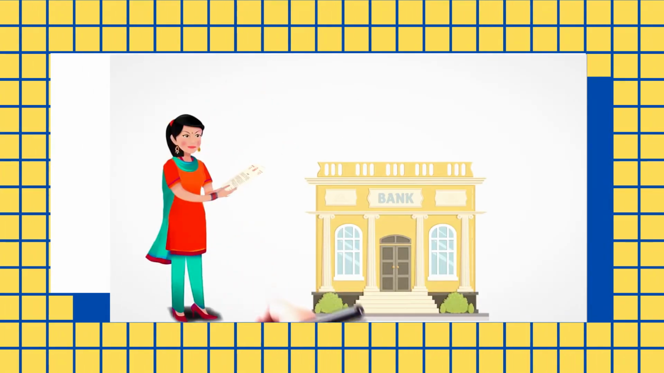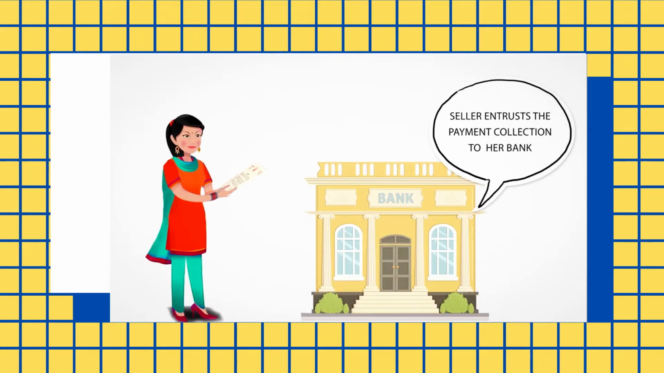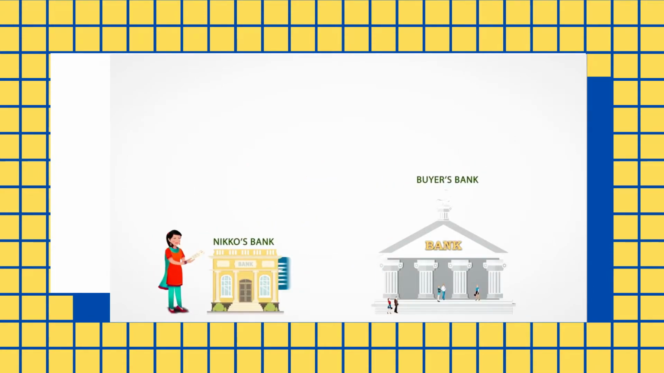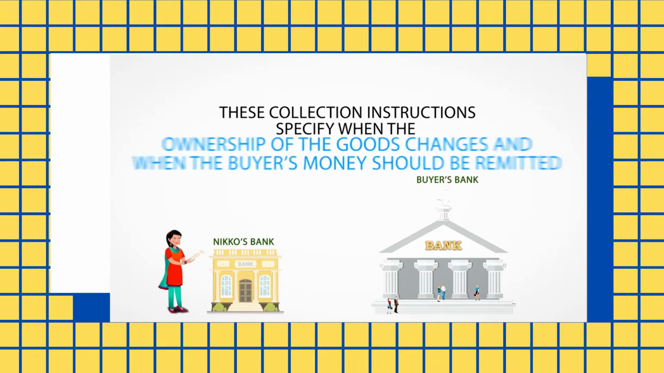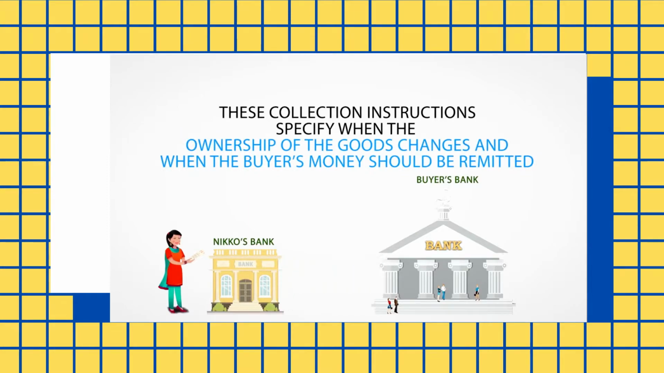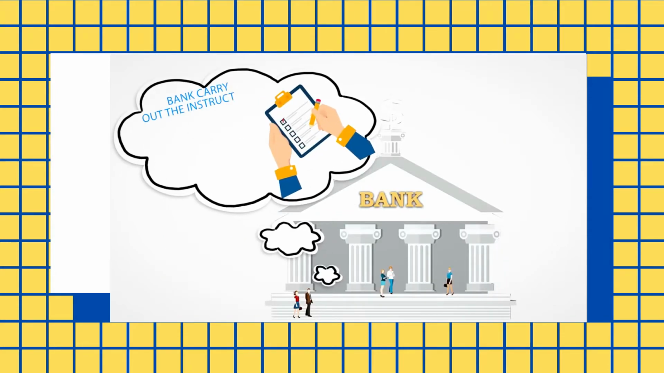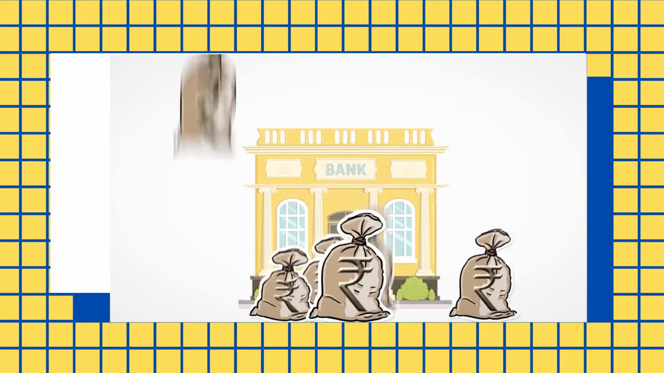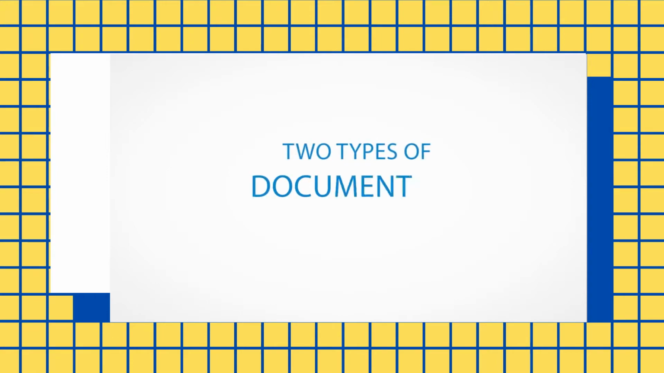Fourth, documentary collections. Here, the seller entrusts the payment collection to his bank. Nico's bank will send documents and collection instructions to the buyer's bank. These collection instructions specify when the ownership of the goods changes and when the buyer's money should be remitted. The buyer's bank will carry out the instruction upon receiving payment from the buyer and remit it to Nico's bank. There are two types of documentary collections.